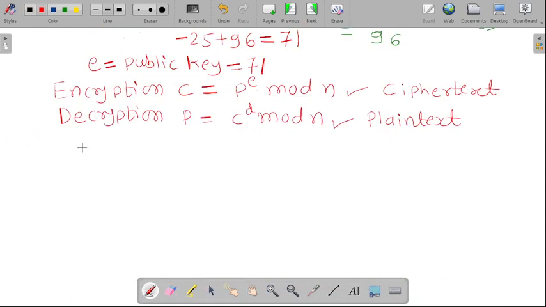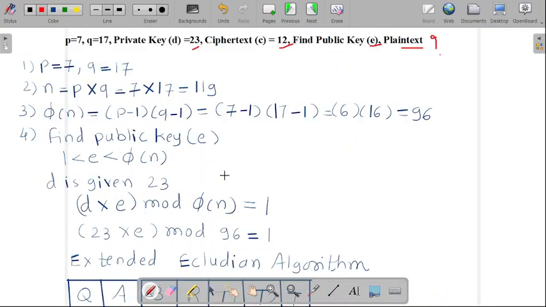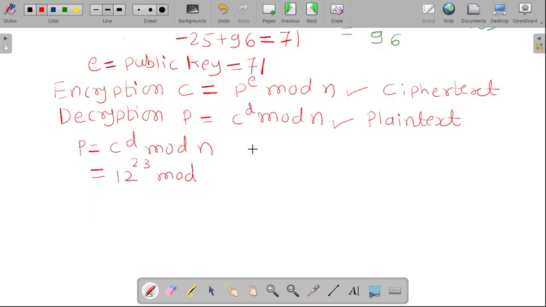So we are writing here P is equal to ciphertext raised to D mod N. So 12 raised to 23 mod of our N, and the value of our N in our example is 119. So we are writing here 119. Whenever we are finding the value of 12 raised to 23 mod of 119, we do it in simple steps like 12 raised to 1 mod 119. So 12 raised to 1 mod 119 is nothing but 12.